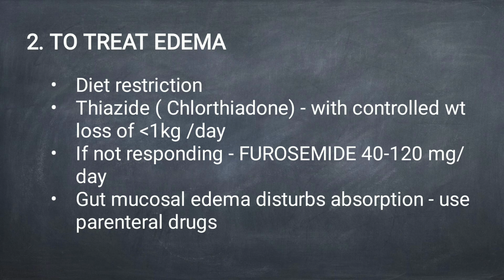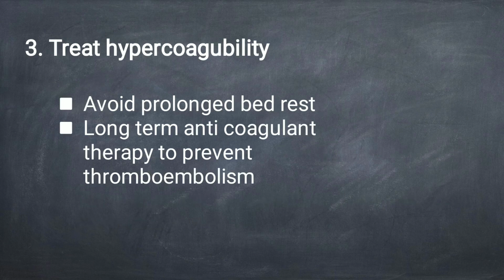If the patient is not responding to thiazide, we can also use furosemide 40 to 120 mg per day. But if there's gut mucosal edema, these oral drugs can't be absorbed, so there's malabsorption. In that case, you can go for parenteral drugs. Next thing is hypercoagulability. Due to loss of coagulatory factors, you get hypercoagulability. For that, you can avoid prolonged bed rest, or you can put the patient on long-term anticoagulant therapy so as to prevent thromboembolism.